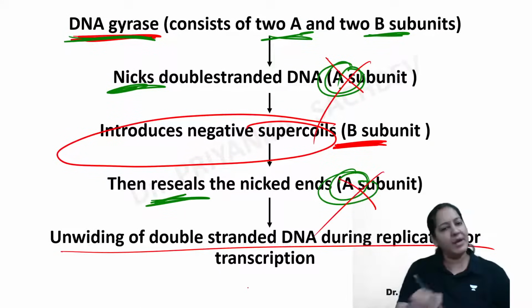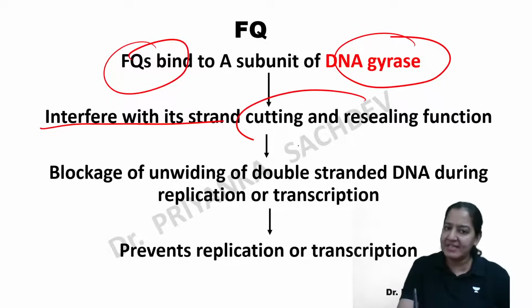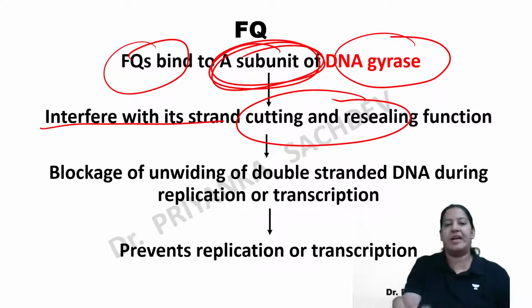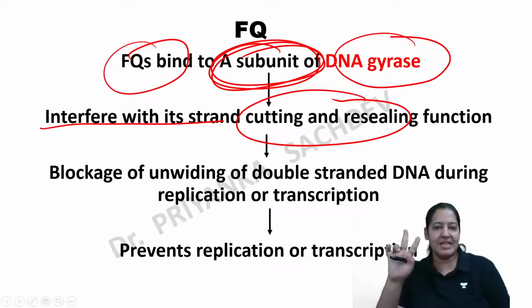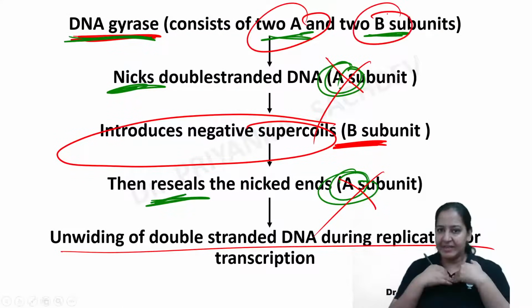What is the unit? Unit A. So unit A seals, so cutting and sealing is not possible. It interferes with the cutting and sealing function. That is, it inhibits unit A, not unit B. I made a mistake previously, so I am correcting my mistake. There are two units, unit A and unit B. I am right in that.